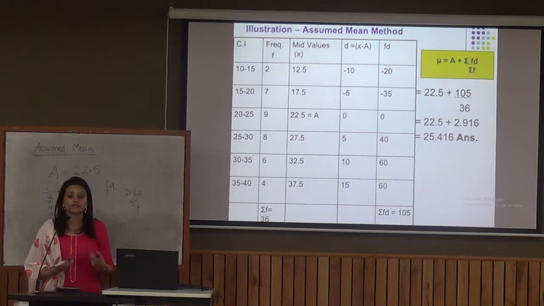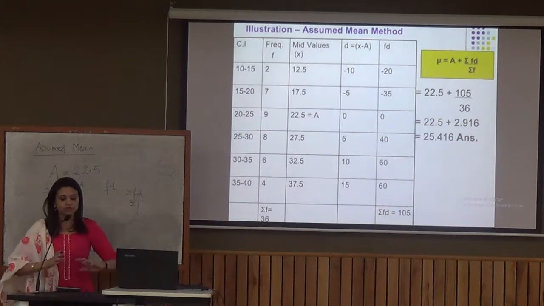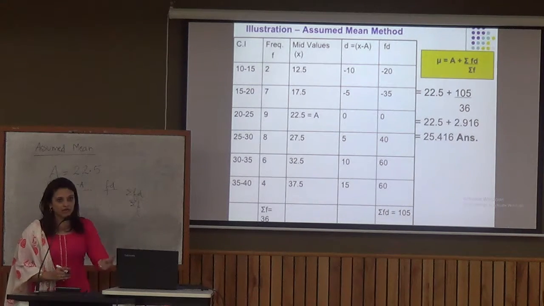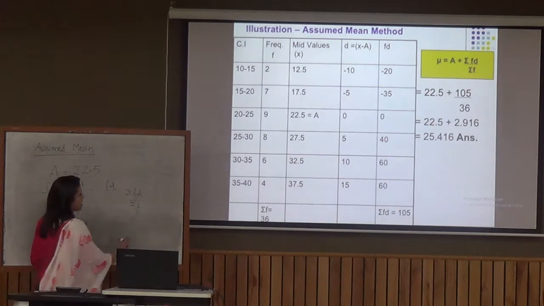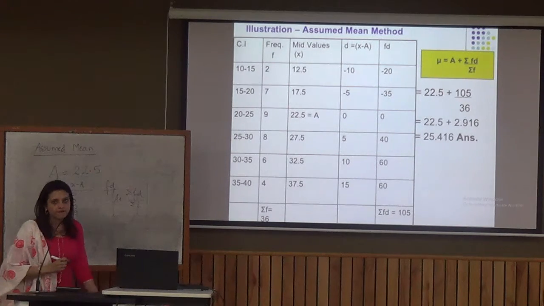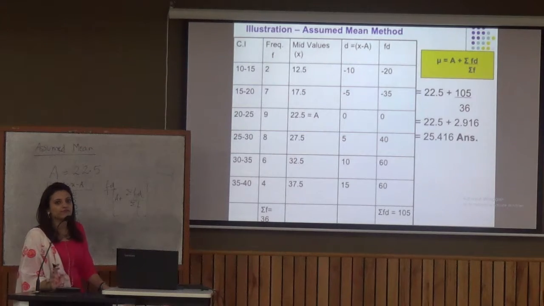Now, don't you think it's a deviation from the usual formula? Yes, absolutely. So to counter that deviation in the formula, because we subtracted a first, we're going to add this a to the final answer, and that is a plus summation fd upon summation f. So you add a, 22.5, to 105 upon 36, and when you calculate it, it is 25.416. One beauty of this method is that I actually had to do very little calculation on paper. Most of the calculation was oral, right?